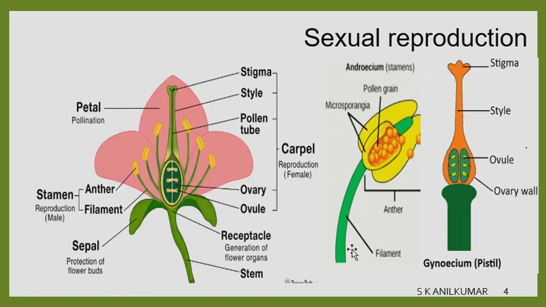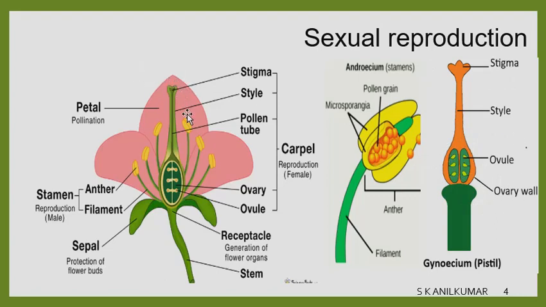Androecium or stamens consist of the filament and the anther. Anther is a pollen sac. Pollen sac contains pollen grains. Then gynoecium or the pistil. Gynoecium or the pistil consists of the stigma, style and ovary which contains the ovules. When the pollen grains from the anther reach the stigma, it is called pollination. When the male and female genes fuse to form the egg, it will result in fruit and seed, that is called fertilization.